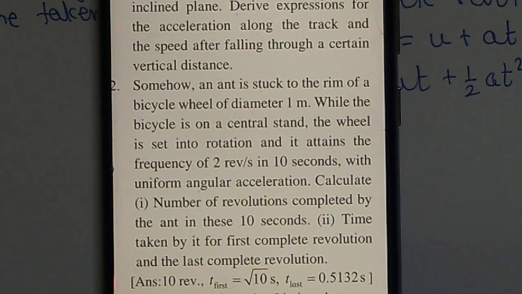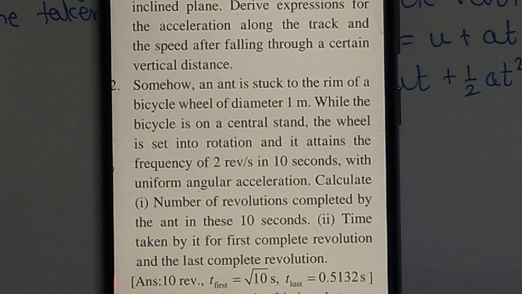I'll read the question. An ant is stuck to the rim of a bicycle wheel of diameter 1 meter while the bicycle is on a central stand. The wheel is set into rotation. It attains the frequency of 2 revolutions per second in 10 seconds with uniform acceleration. Calculate the number of revolutions completed by the ant in 10 seconds. Second, the time taken by it for the first complete revolution and the last complete revolution.